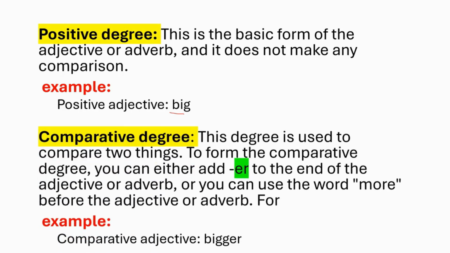Then the comparative degree. The comparative degree is used for two things. It's a comparison between two things. For the comparative degree, you can add er to the adjective. So the base form big becomes bigger. Or you can use the word more before the adjective or adverb. For example, big.